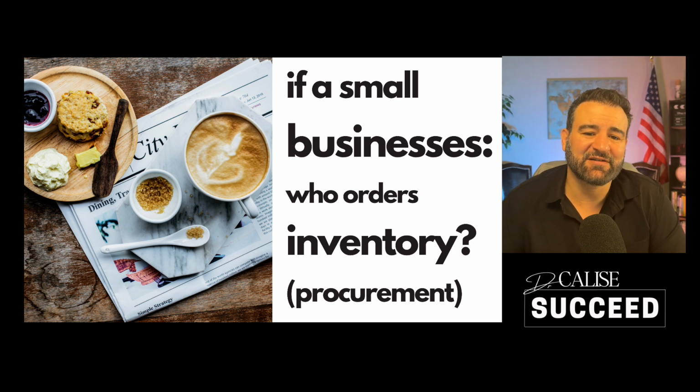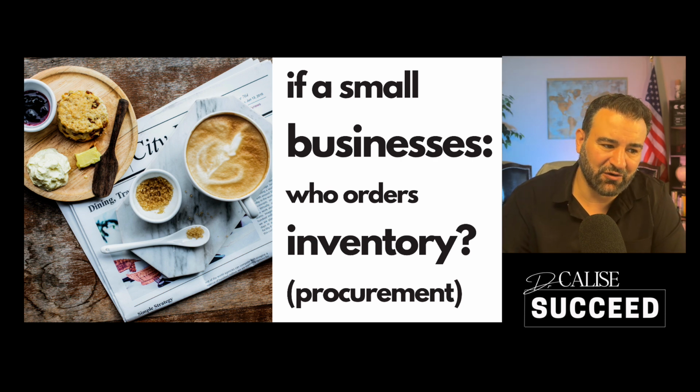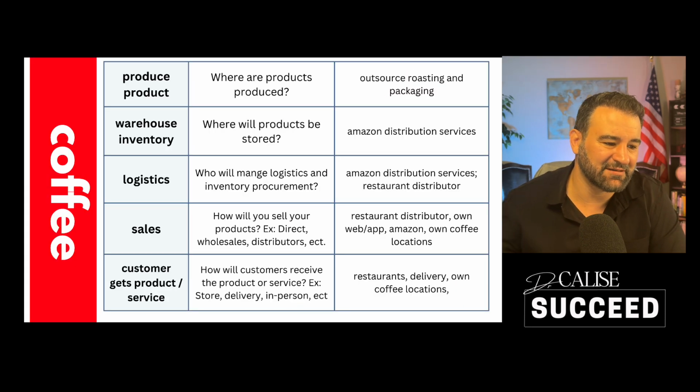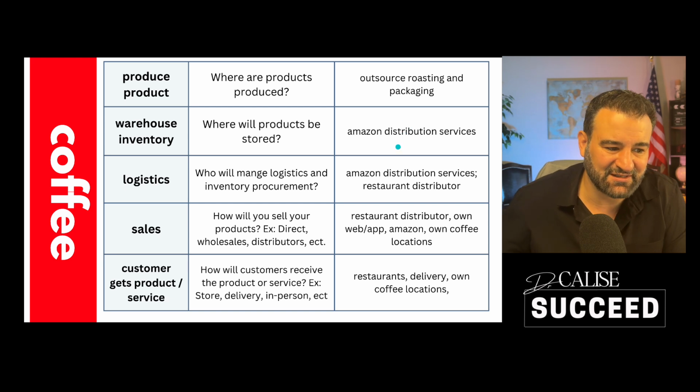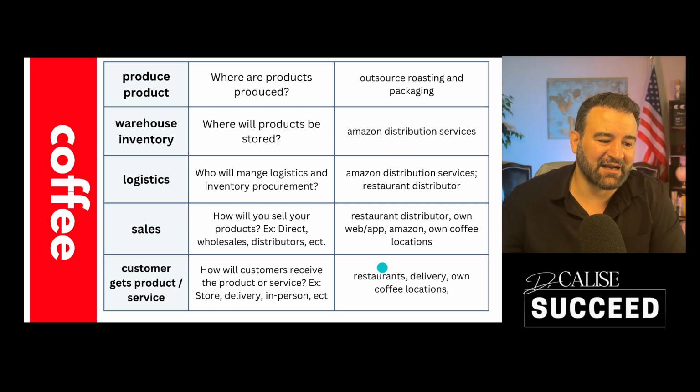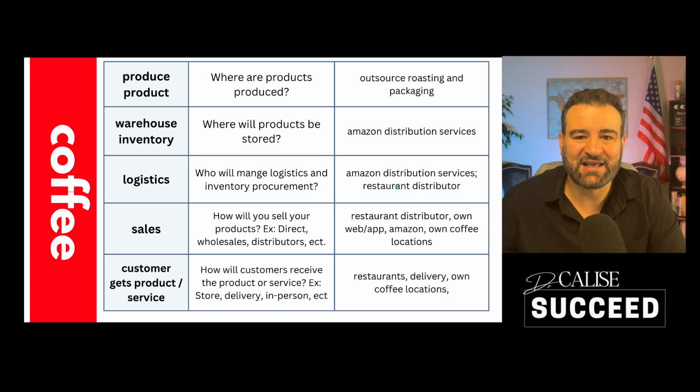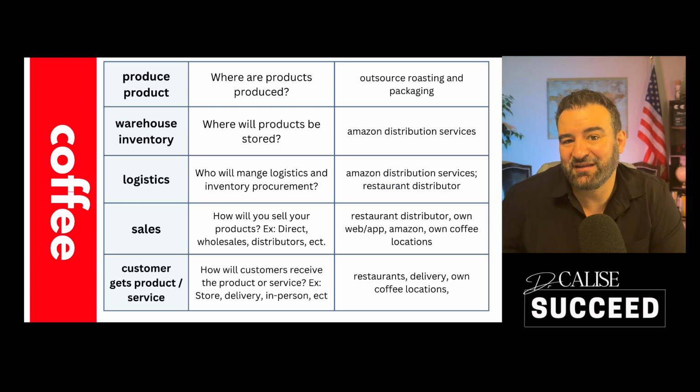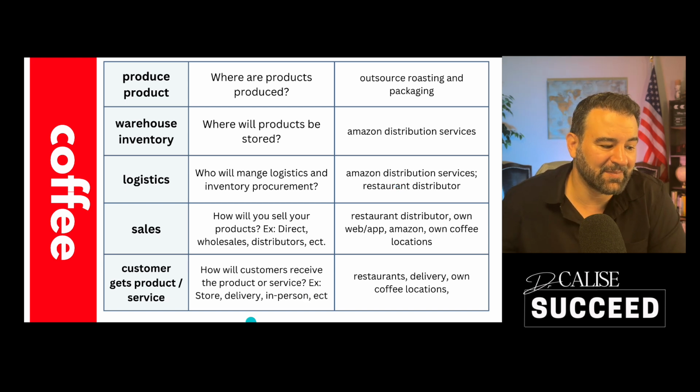Even if you don't have a sophisticated logistics element, you're probably still going to need someone to manage the inventory. So just make sure you have that all in place. And so right here, logistics. I'm actually going to have Amazon distribution services handle the logistics for me. They're going to handle warehousing and logistics. And on the restaurant side, my restaurant distributor is going to handle the logistics for me. I'm not going to do anything in-house. I'm going to deal with everything through them.